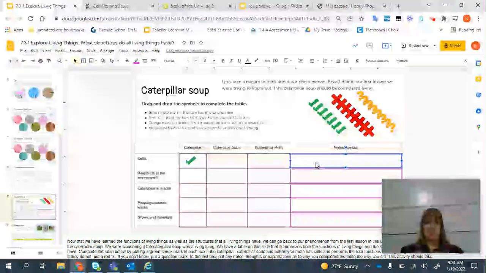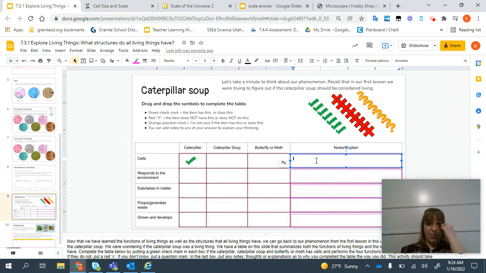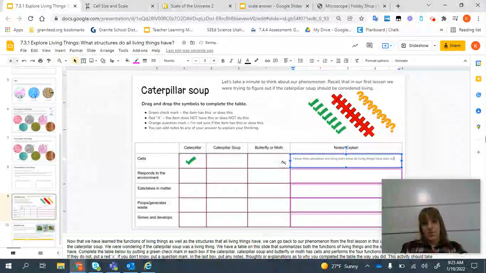So, well, let's go back to cells. In the cell box, I'm going to put, I know that caterpillars are living, and I know all living things, so I will assume that caterpillars are made of cells. Okay.